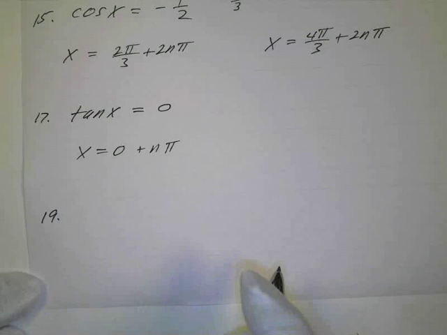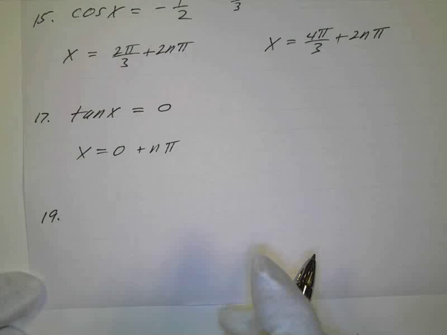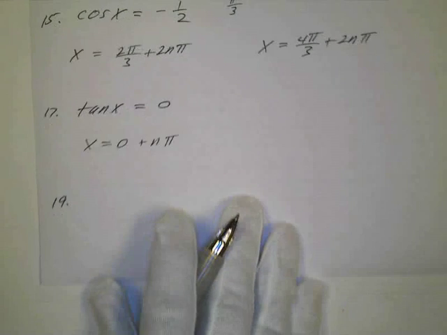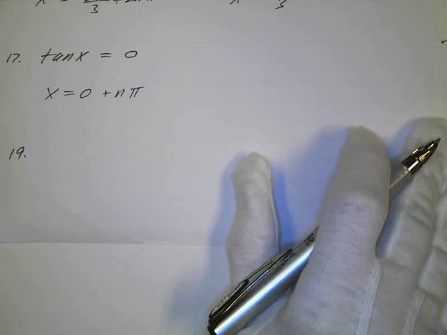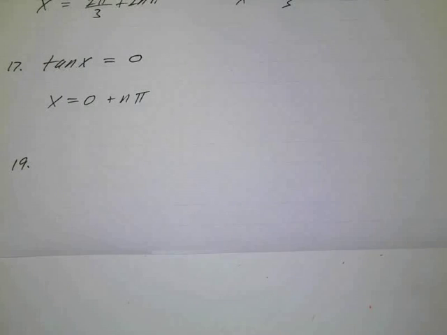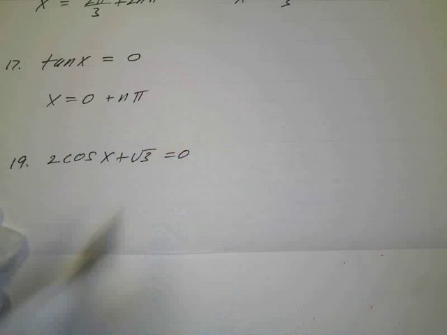Okay, and number 19 would be when I go down the bottom of the paper. It's a little longer one. Maybe we can still use all of our paper to get this to work. So we have number 19, a little more complicated problem, but we've done some of these before, I believe. So we've got 2 cosine of x plus the square root of 3 equals 0.